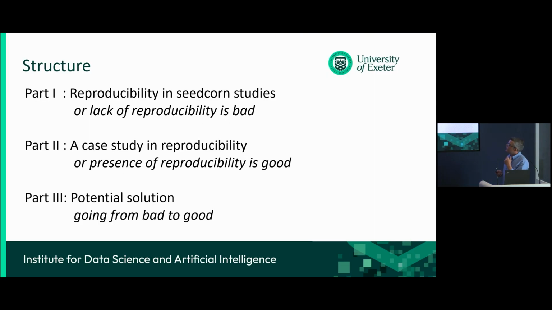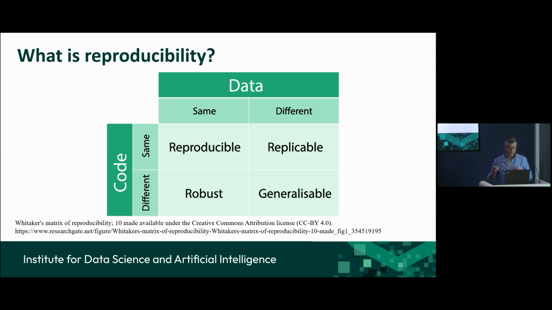To give you the structure, I've got 3 ideas for you, which I think is reasonable in 15 minutes. The first is about reproducibility in seed corn, or a lack of reproducibility is bad. That's the takeaway message there. Secondly, a case study in reproducibility. I think this is a really interesting case study that I'd like to share with everybody. Or you could take that as, yeah, the presence of reproducibility is good. And finally, a proposed solution. How do we go from bad to good?